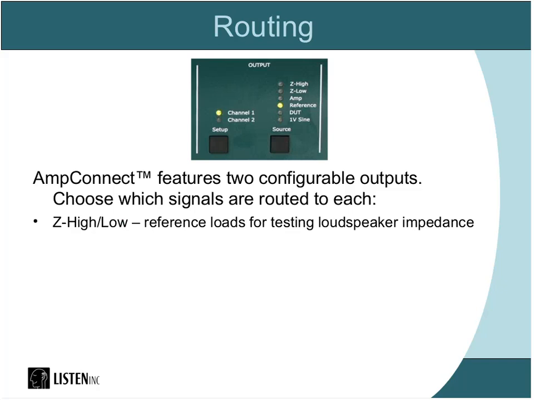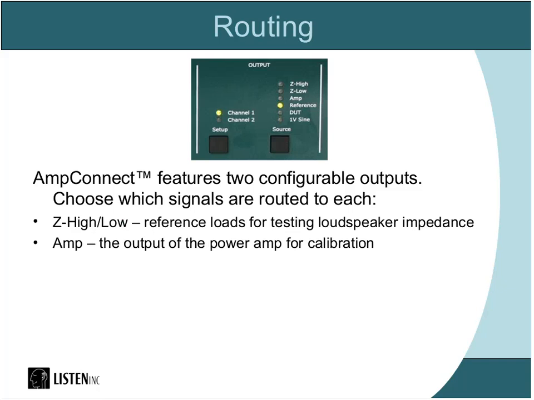We have Z high and Z low, which are two different reference loads for testing loudspeaker impedance. Z high is 1 ohm by default, and Z low is 0.1 ohm by default. Now Z high can actually be changed. If you remove the cover of AmpConnect, you can get at that resistor and put in your own custom value if you like. But by default, it's a 1 ohm resistor. So by assigning Z high or Z low to one of your outputs, you're sending that electrical signal back to the sound card, which then in SoundCheck you can use for measuring impedance.